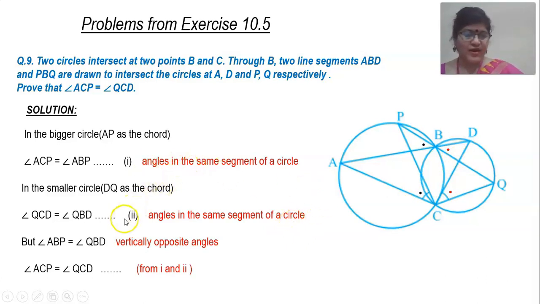Now compare statement 1 and 2. You will notice that the right side of these two statements are equal. And why are they equal? Because they are vertically opposite angles. See these two, the one in black and red, they are vertically opposite. So if the right side of the equation is equal, what happens to the left side? The left side becomes equal. So you get ACP equal to angle QCD. So this is also an important question from exercise 10.5. Let us look into one more question from this exercise.